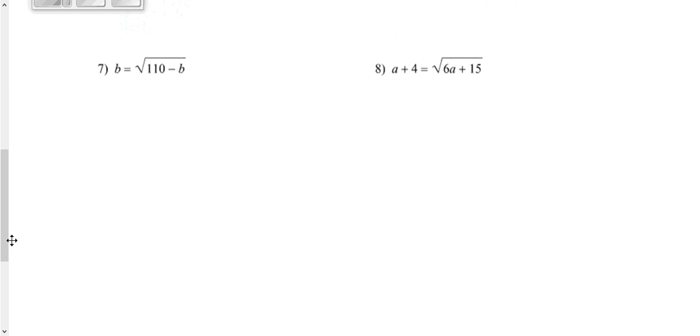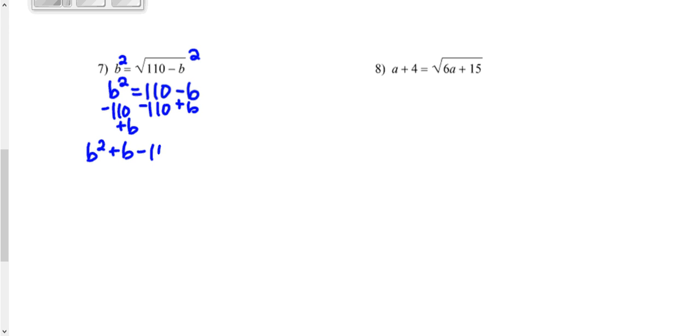On number 7, to get rid of the square root, we're going to square both sides. So we have b squared equals 110 minus b. And then because this is a quadratic, I'm going to get it all on one side. So I'm going to subtract 110 and add b. Cleaning that up, we have b squared plus b minus 110 equals 0.